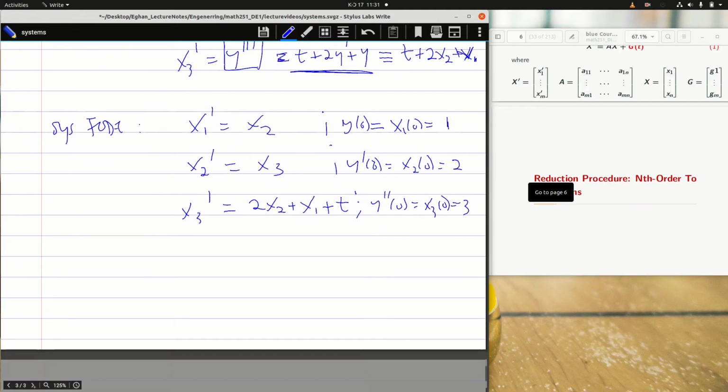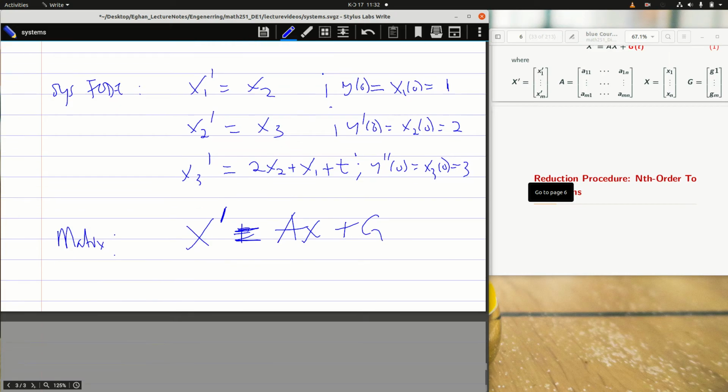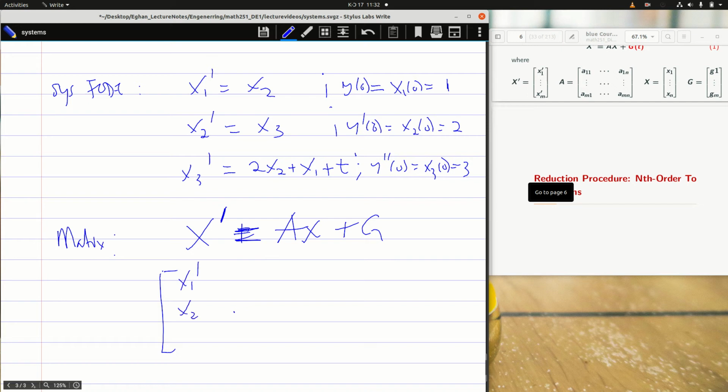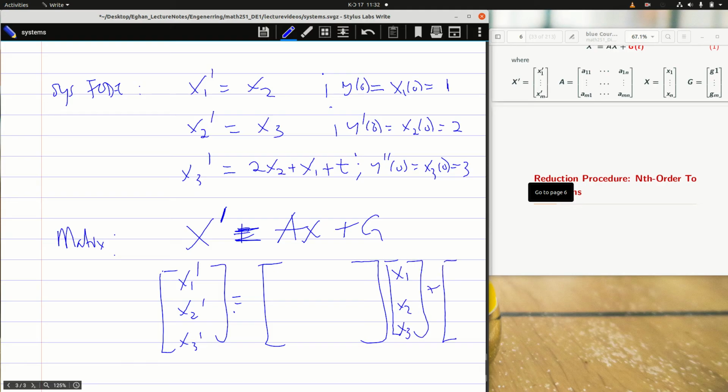Hence, I can write the matrix notation of this example as big X prime is equal to AX plus the G. My X prime is the 3 variables here and its derivatives. A, I'll look at it later. My unknowns are x1, x2, x3, and then my g, it is 0. Wait, let's hold on to that.